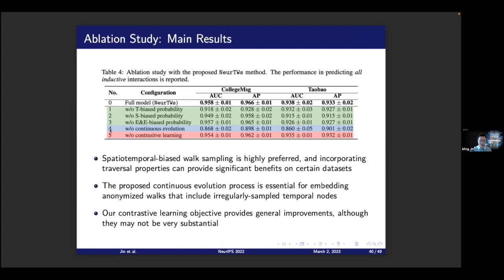And if you take a look at the variant 4, you can see that the proposed encoding strategy, especially for the continuous evolution process, is extremely helpful; if we disable it, the performance drops drastically. And of course, the contrastive learning may help in some cases, but anyway, it's not our main argument in this paper. So it can bring general improvement, although the improvement is not very substantial.